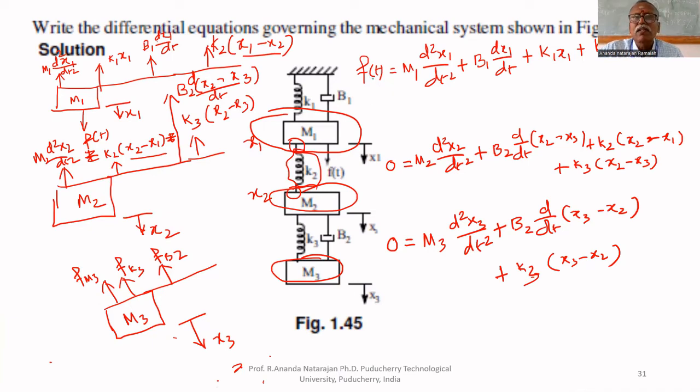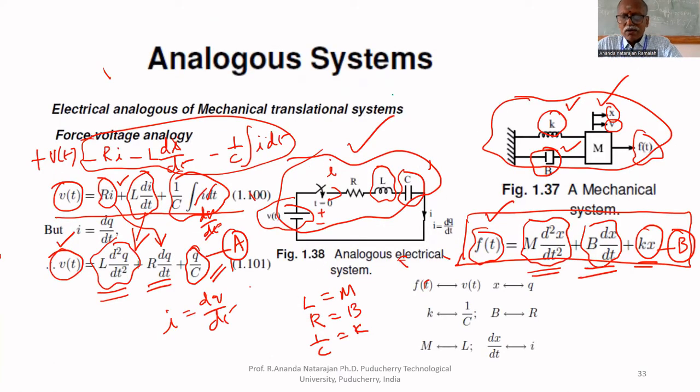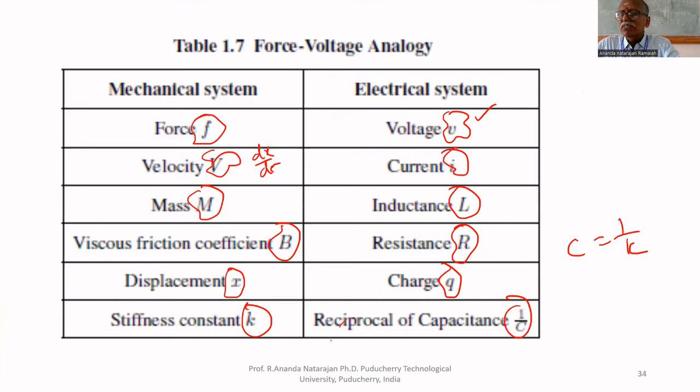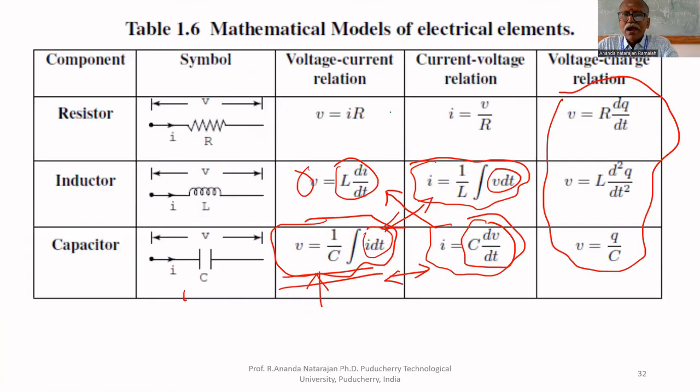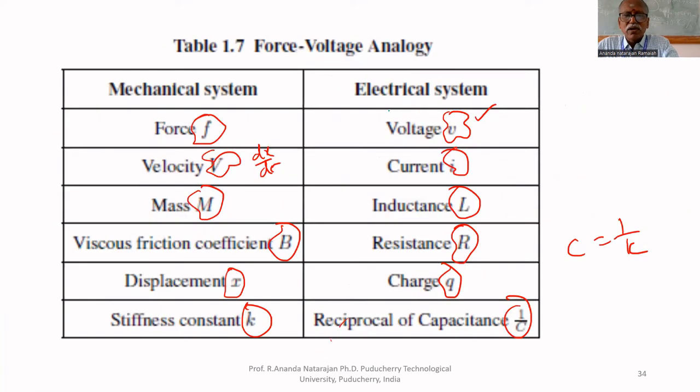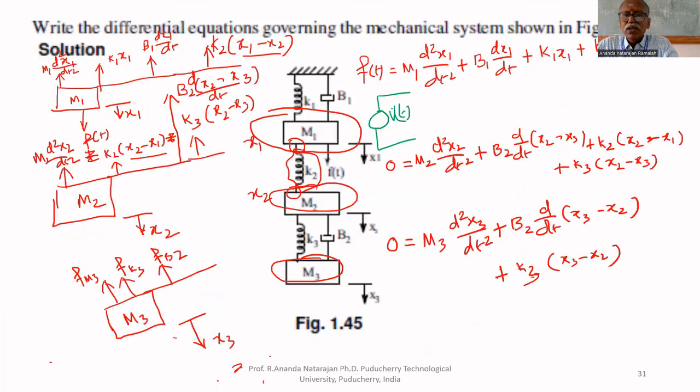The first loop, what all is there? F of t. That is V of t. Already we have seen, applied force is identical to V of t. M equals what? L. B equals R. That you have to remember. So now we can find M equals L, inductor.